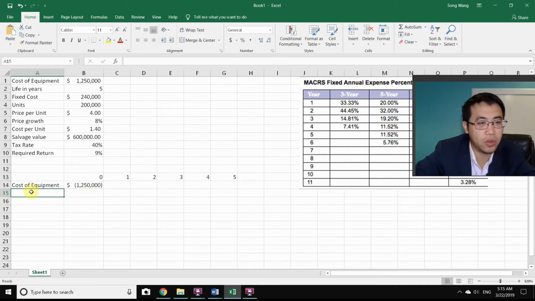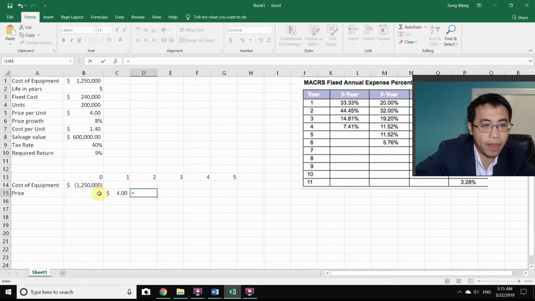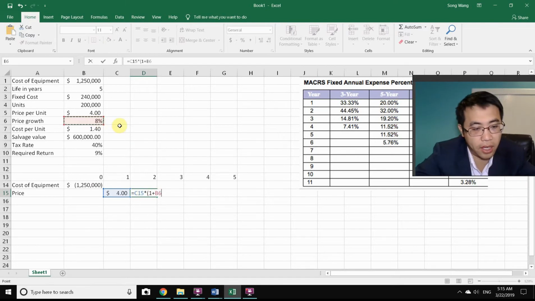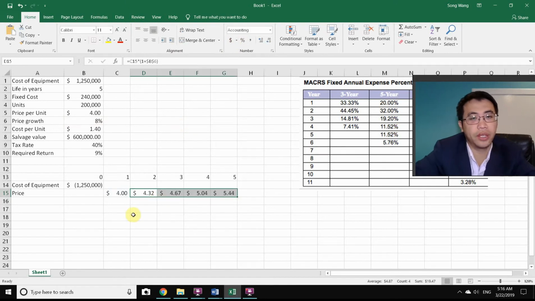So to do that, I need to get the price for each year. So the price is $4 to start with, and then it will grow by 1 plus this 8%. Okay, I need to lock that 8% by putting $ sign or just hit hotkey F4. All right, so you see the next year, the price will be the previous price times 1 plus 8%. Right, so this is in dollar, and then drag it all the way.